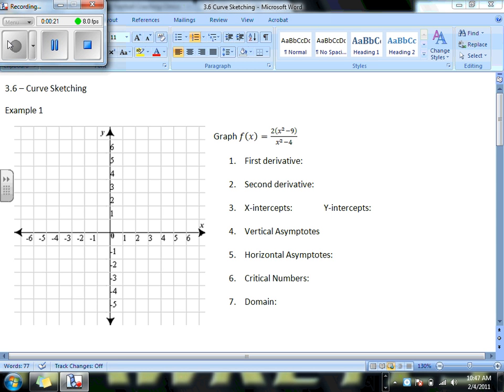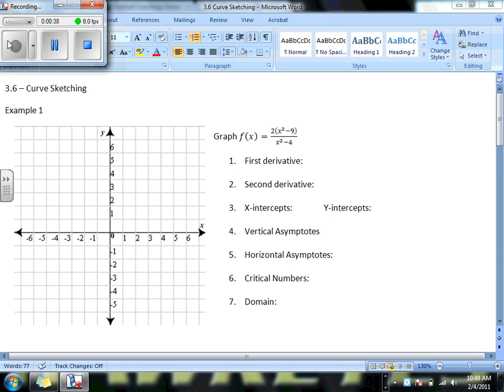We've used the second derivative test to tell whether we have a min or a max. We've used the first derivative test to tell whether we have a min or a max. We've done all sorts of things. All right, so now we're going to take that and apply it to sketching some graphs. So we're going to sketch the graph of 2x squared minus 9 over x squared minus 4.